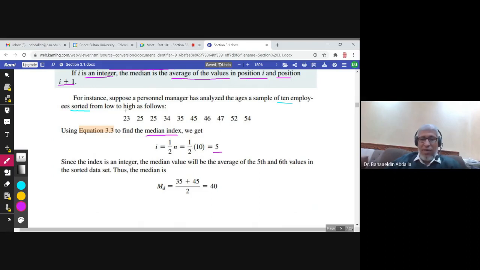So I go 1, 2, 3, 4, 5. It is an integer, so I have to take the average of the 5th position and the 6th position. So the median would be in the middle between 35 and 45, or 35 plus 45 over 2, which is 40. So the median is 40. 5 numbers would be to the right, 5 numbers would be to the left.